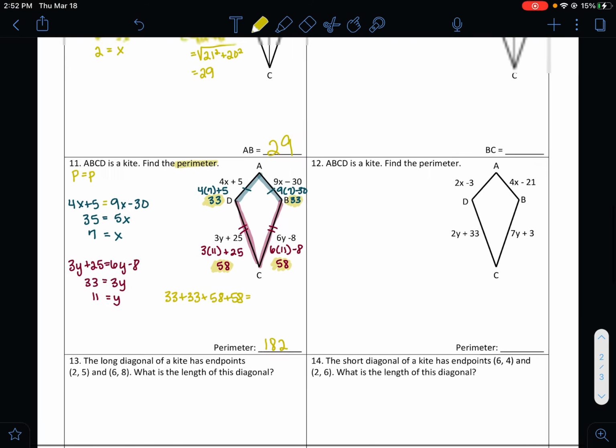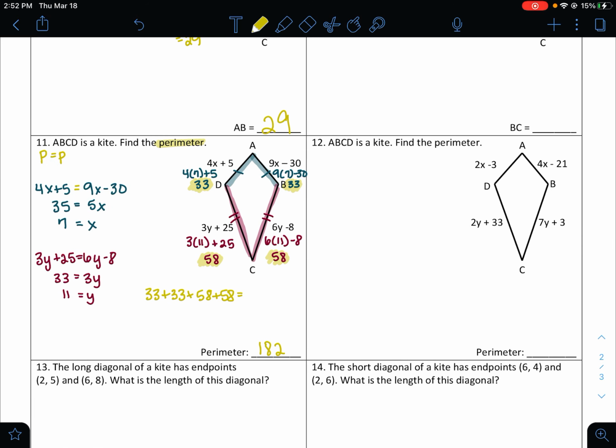All right, number 12 is just the same, so do the same thing for number 12. Go ahead and pause the video, do number 12, and then we'll continue.